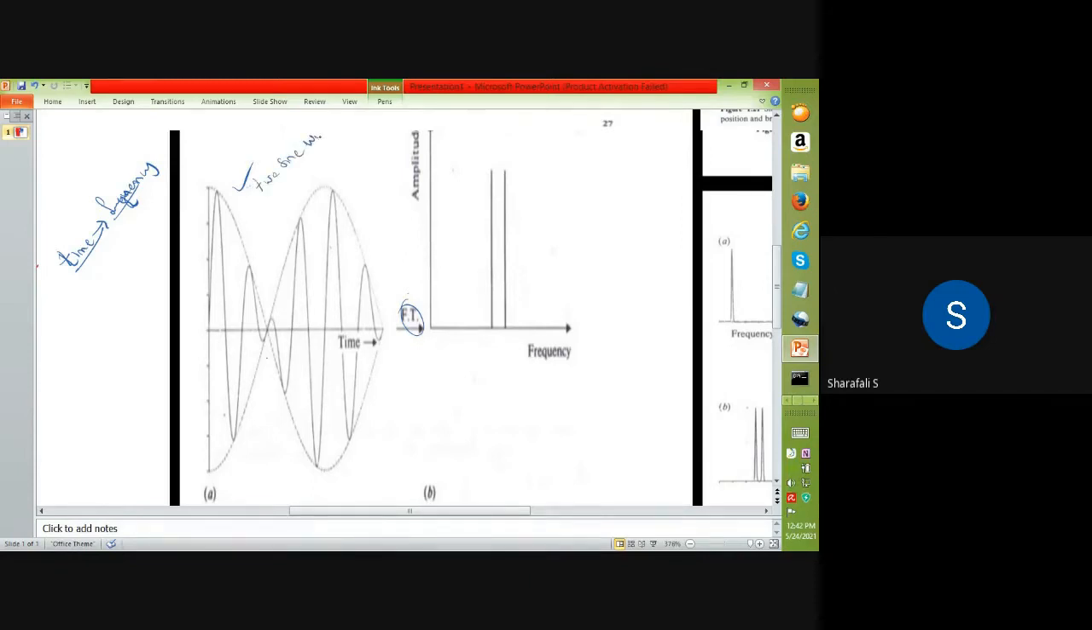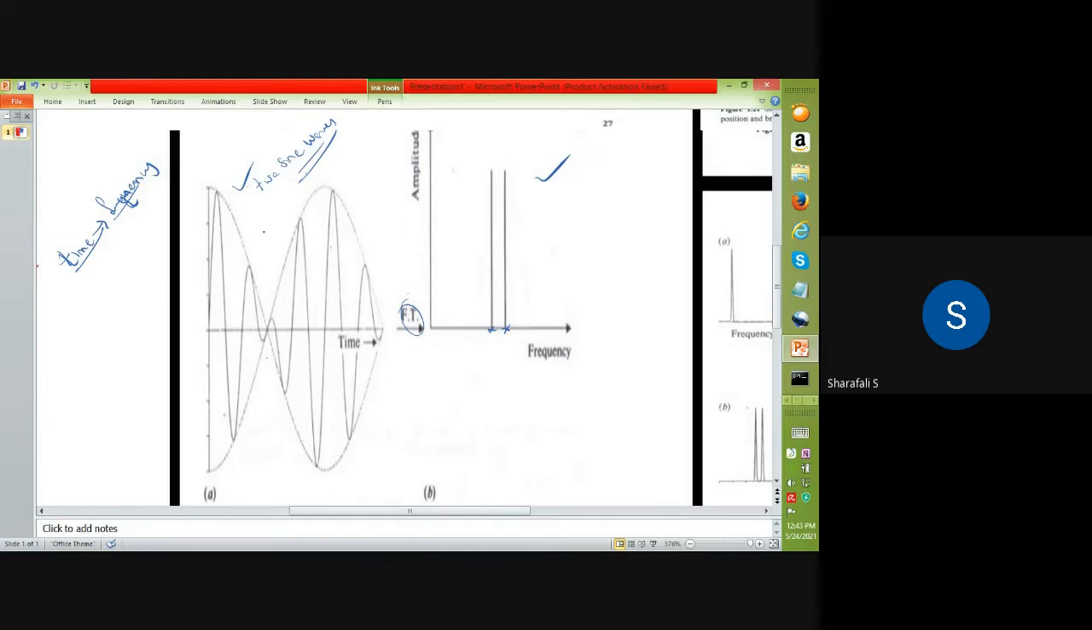Yes, superimposition of 2 sine waves, or summation of 2 sine waves, will result in this particular kind of beat structure. If you convert it into the frequency domain using the Fourier transform technique, we will get this kind of spectra with 2 spikes, 2 lines at different frequencies. These 2 frequencies represent the frequencies of your initial waves, initial signals.